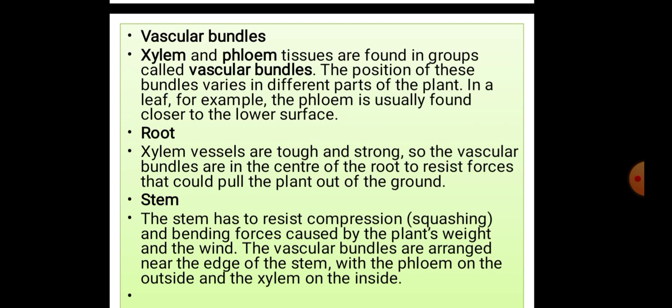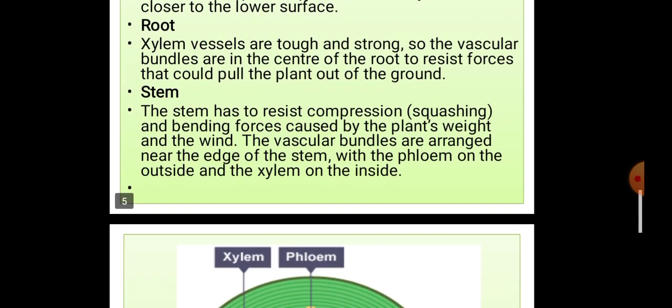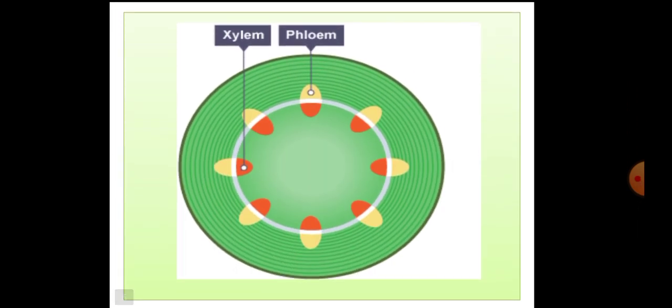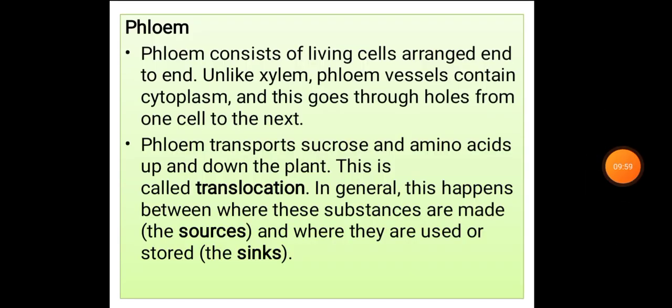In the stem, the stem has to resist compression and bending forces caused by the plant's weight and the wind. The vascular bundles are arranged near the edge of the stem with the phloem on the outside and the xylem on the inside. You can observe the same thing: phloem on the outside and xylem arranged inside.